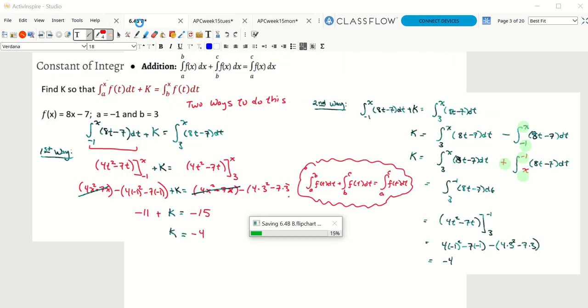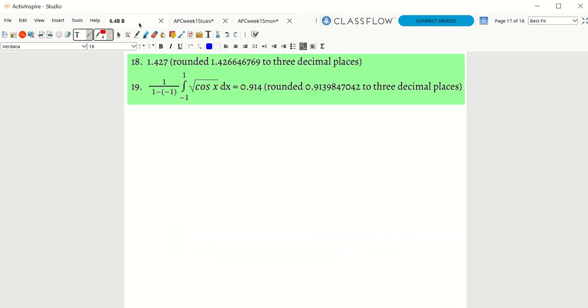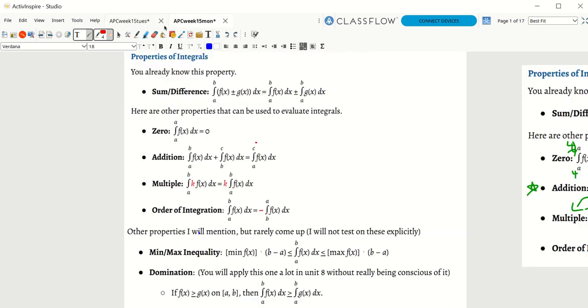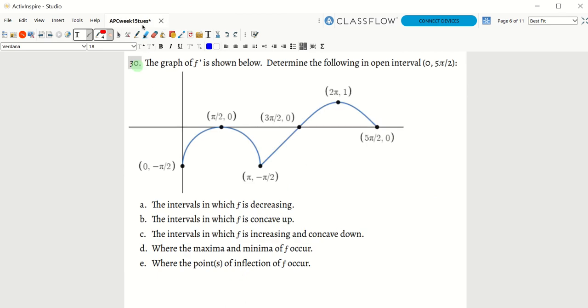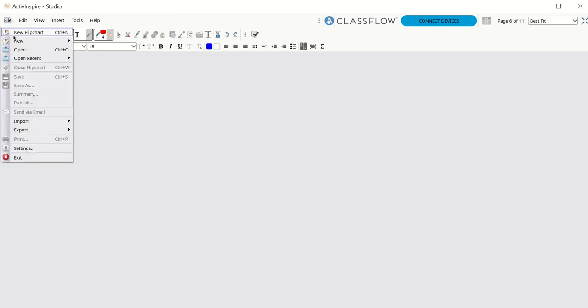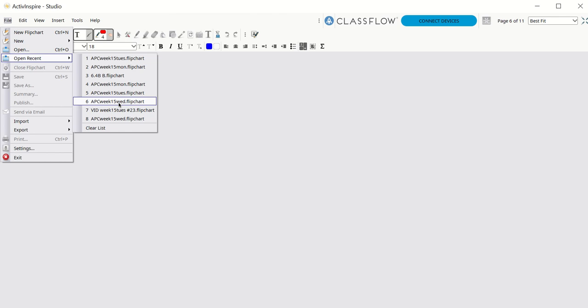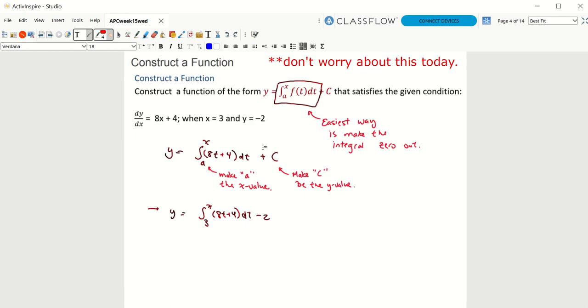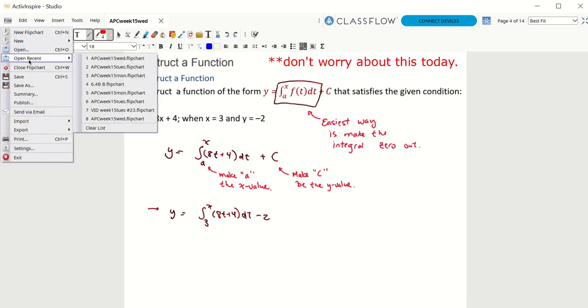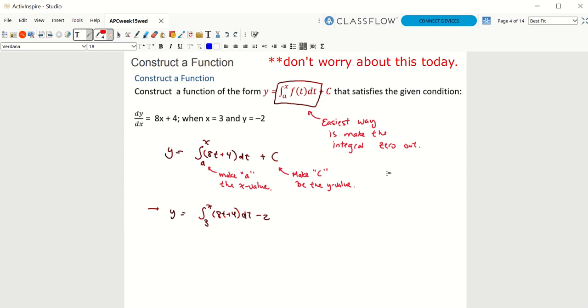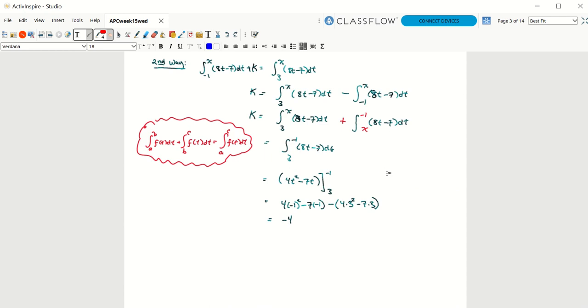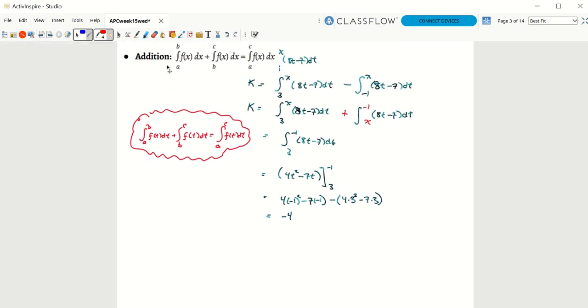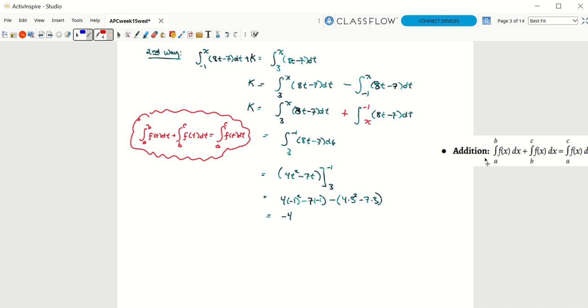Let me, just so it's not too overwhelming, save that, and let's open Wednesday up again. Was it Wednesday? I believe so. And let's go here. No, it wasn't Wednesday. Well, this will work too. So anyways, this is where we were.